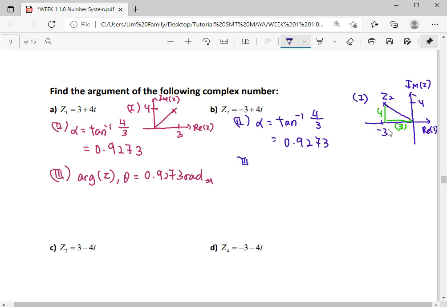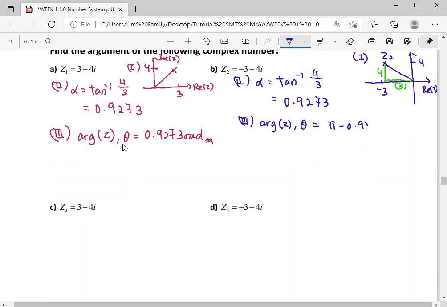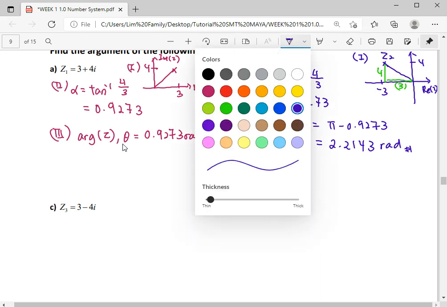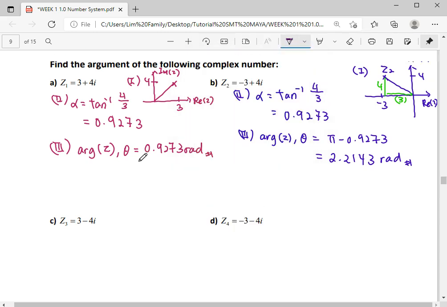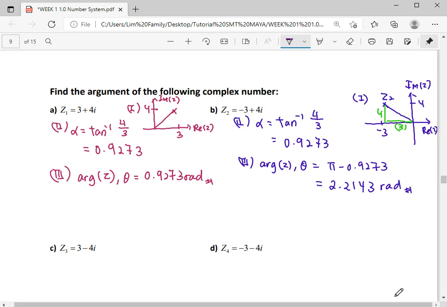Okay, third step, we are going to find its argument, which is theta. In quadrant 2, the argument will be equal to pi minus alpha. So pi minus alpha. You can press your calculator. It will equal 2.214 radian. So put your unit, radian.